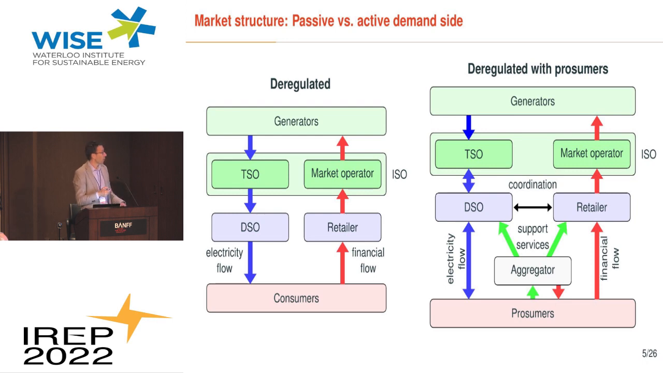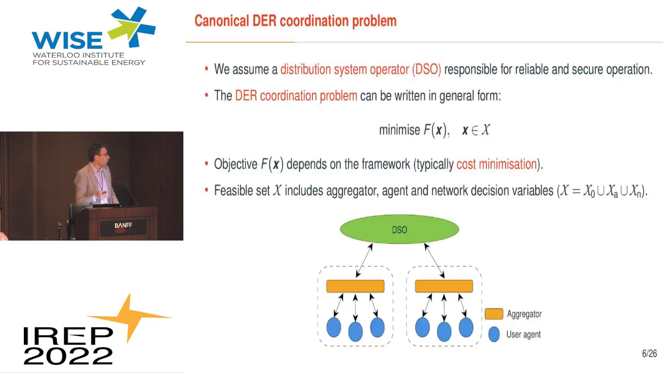So how do we formulate that problem? Well, we can formulate it as a canonical optimization problem where we minimize some cost function. That's typically cost minimization, but can be profit maximization depending on the scenario. The decision variables in that optimization problem include decision variables from the aggregator, user agents or the prosumers, as well as the network decision variables.